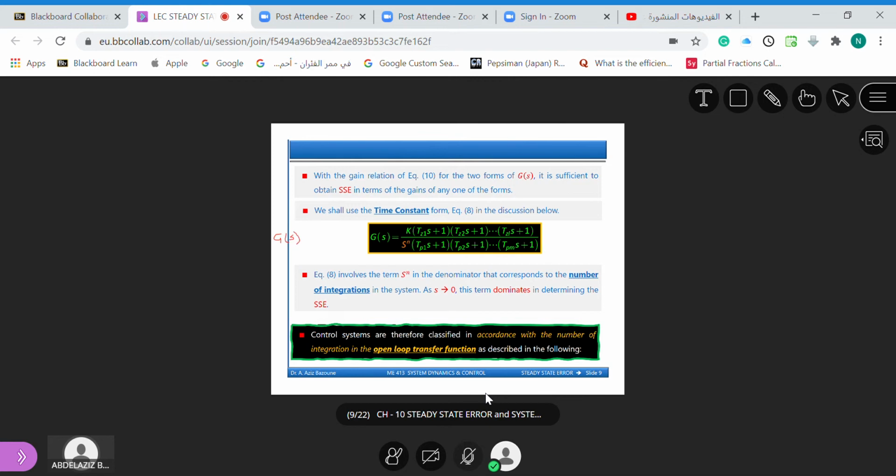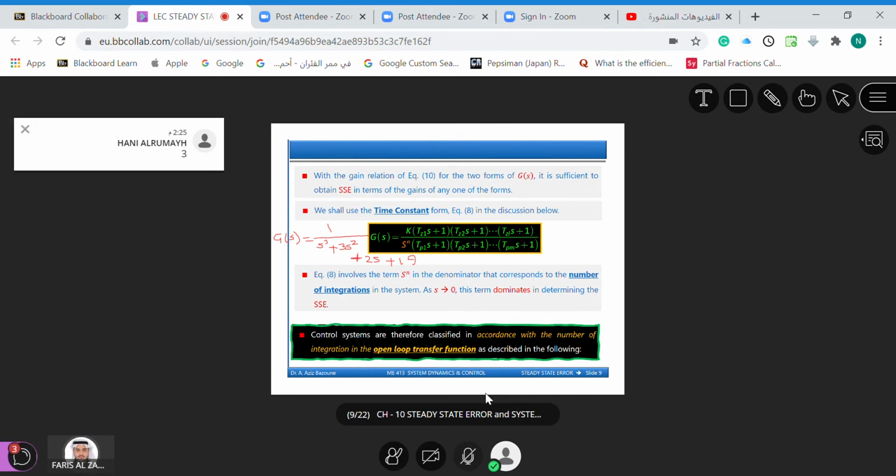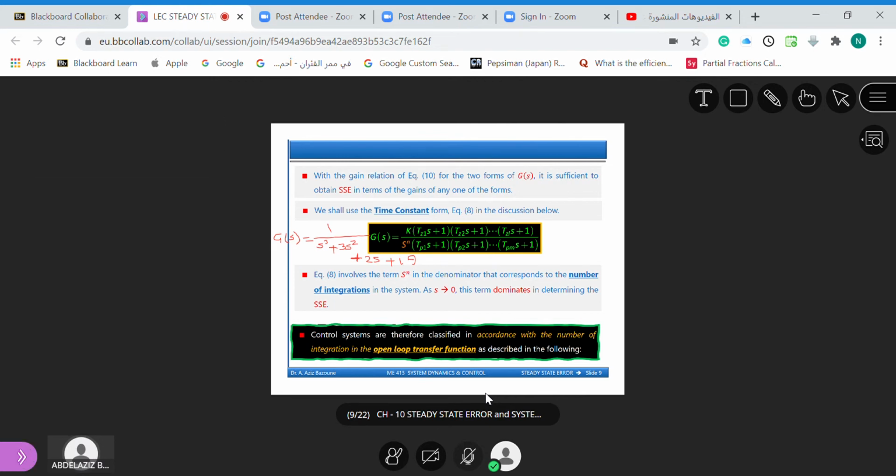G of S is equal to 1 over s cubed plus 3s squared plus 2s plus 19. Can you please tell me what is the system type of this equation? Here we have s cubed, Shabab. What is the order of the type, the system type? I am asking you now, what is the system type?